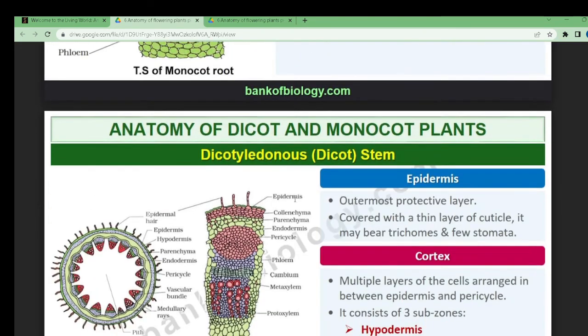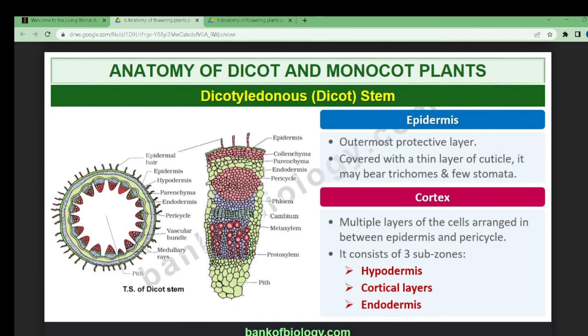Now, anatomy of dicot and monocot. So we'll see the stem now. We have seen the root part. Now we'll see the stem part here.